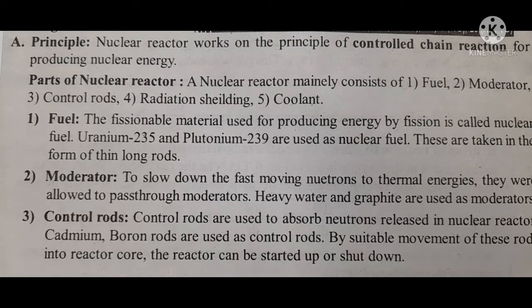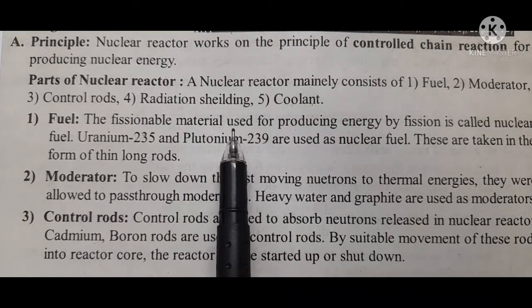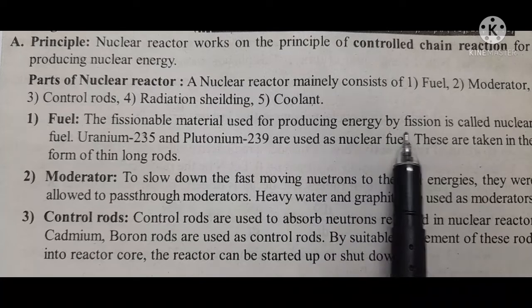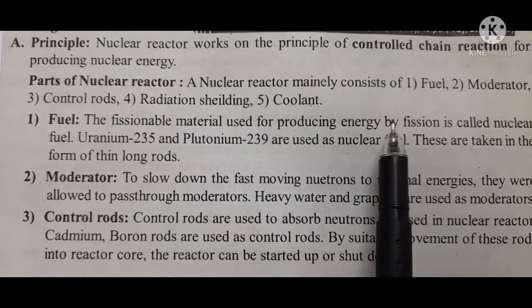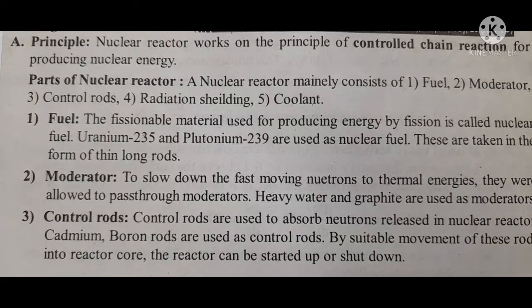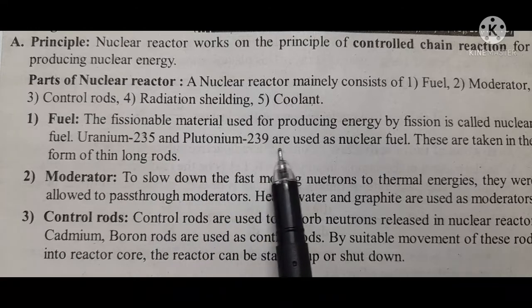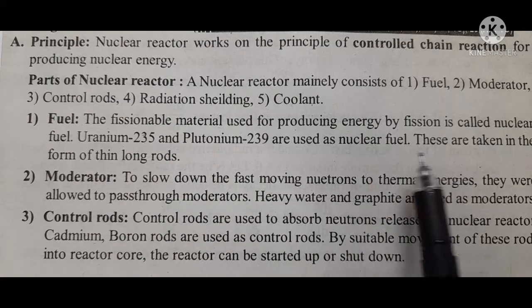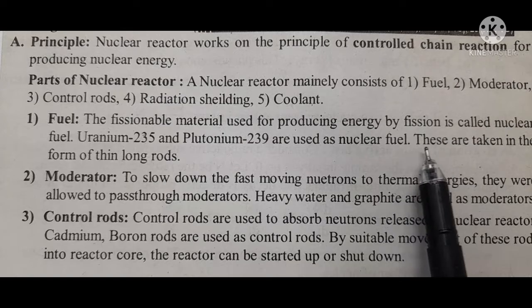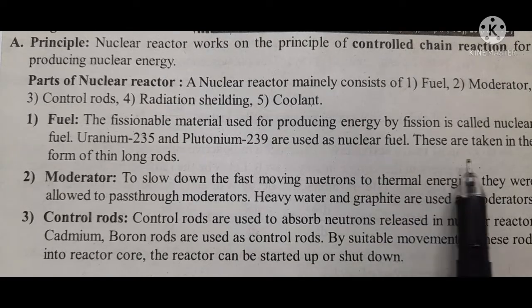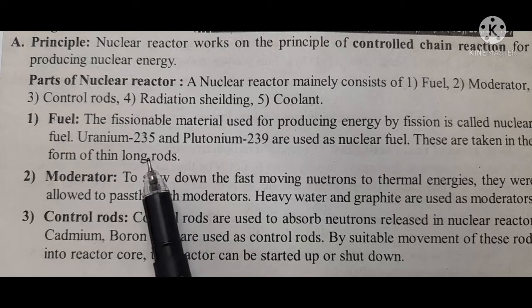Number 1, fuel. Fuel means a fissionable material used for producing energy by fission is called nuclear fuel. Fissionable means it undergoes nuclear fission, where a heavy nucleus splits into 2 or more smaller nuclei. For example, uranium 235, plutonium 239 and some thorium are used as nuclear fuel. These are taken in the form of thin long rods.